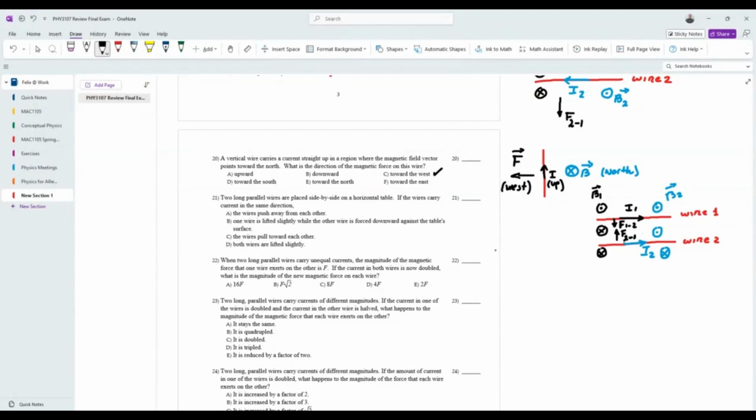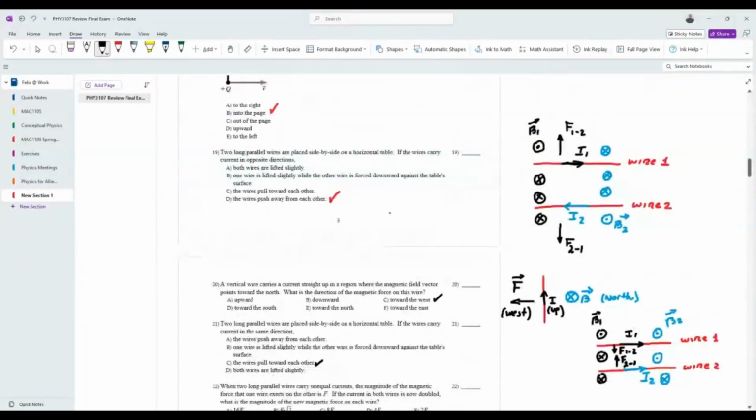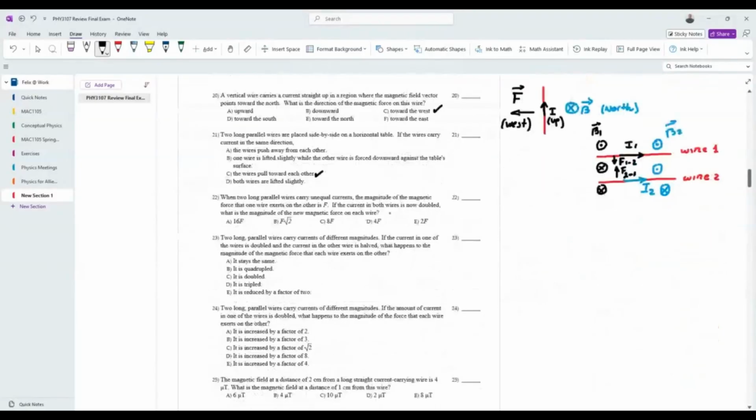So you can see here, in this case, the wires pull toward each other. So basically, the force that is acting on these wires is just pulling the wires toward each other. Okay? And that's basically what happens when the currents are flowing in the same direction. The wires are going to move toward each other. When the currents are in opposite directions, the wires are going to move away from each other. But it is always good to demonstrate it and make the analysis to make sure that we understand.